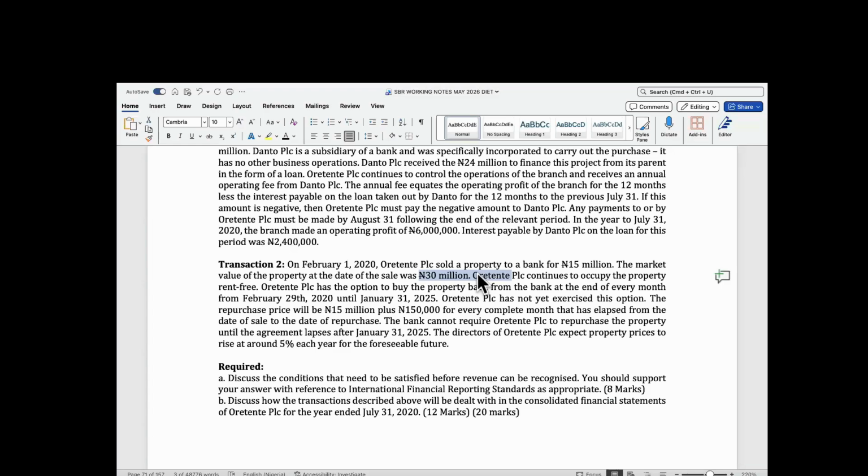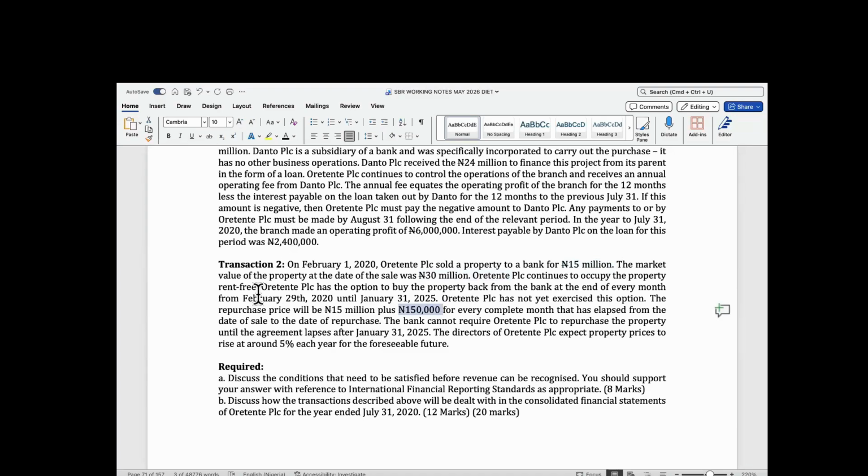For lease, all you need to do is compare the repurchase price with the original selling price and check which is higher. Oh, okay. Sorry. So it will be the 15 million plus 150,000 compared to the 15 million. So that means it is a financing arrangement, because the repurchase price is higher. Exactly. So that means this 15 million is a loan. The 150,000 every month is interest.